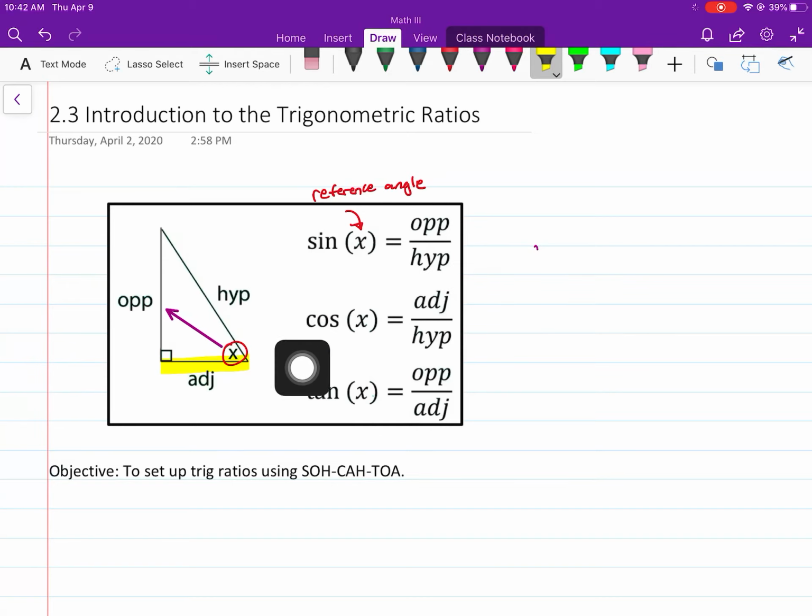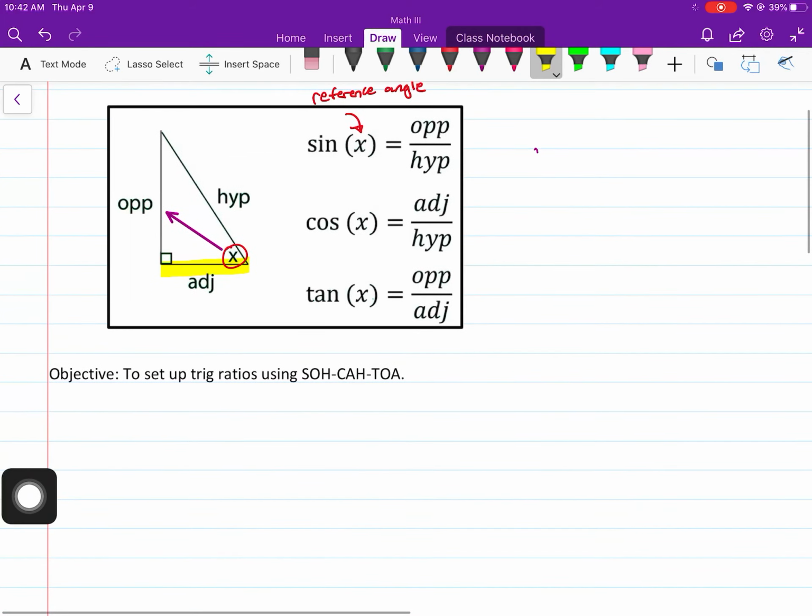So sine, this looks like a hard thing to memorize, but that's the whole point of SOHCAHTOA. Notice sine is opposite over hypotenuse. So SOH, sine is opposite over hypotenuse. Cosine, adjacent over hypotenuse. Tangent, opposite over adjacent. So SOHCAHTOA, you could write it out each time, and it's going to really help you.